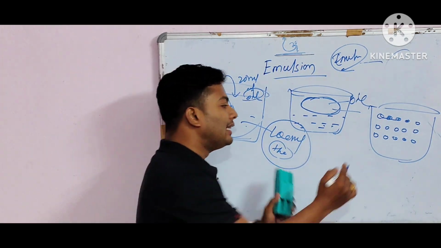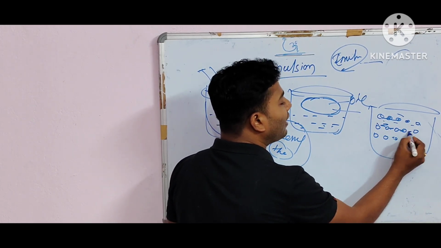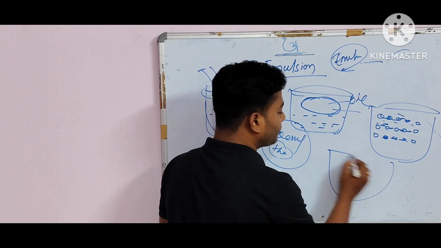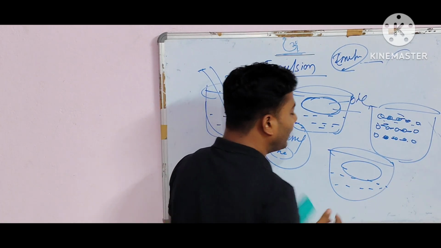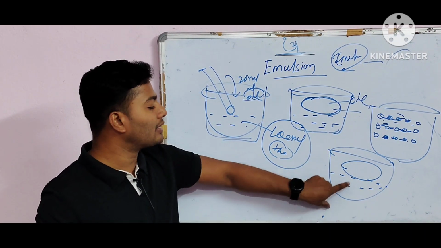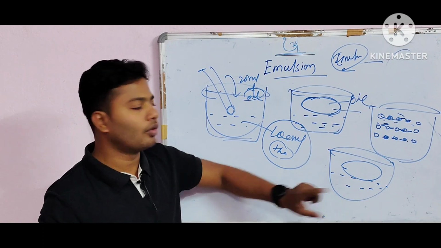After some time, all the globules are again attached to each other, and form again a large globule on the surface of the water. Then they will separate from each other. Clear? These two immiscible liquids are thermodynamically unstable.